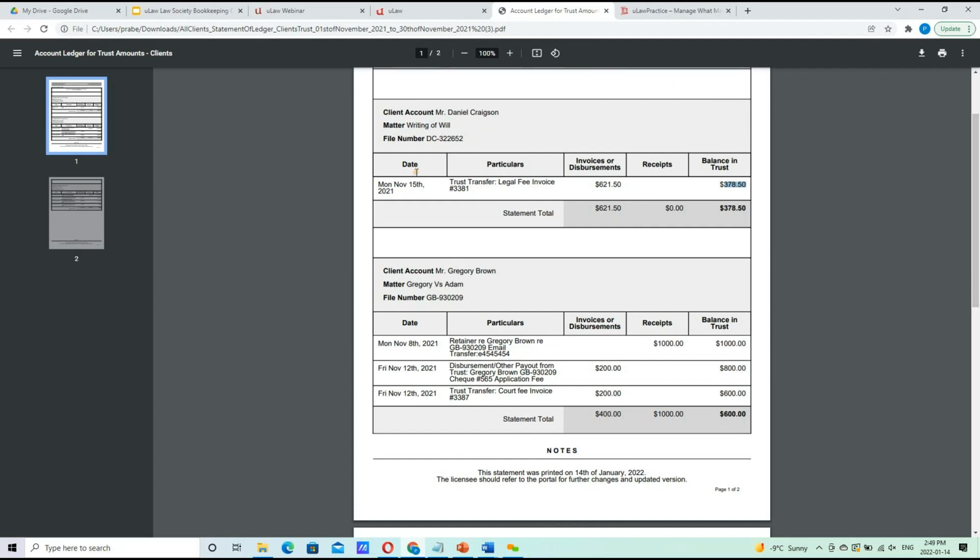Okay, so you've got the client. In fact, we've got the matter, if you have multiple matters with the same client, and a file number for reference.